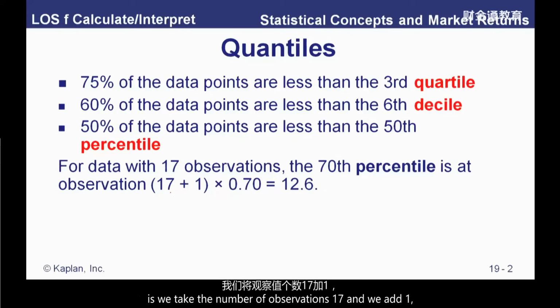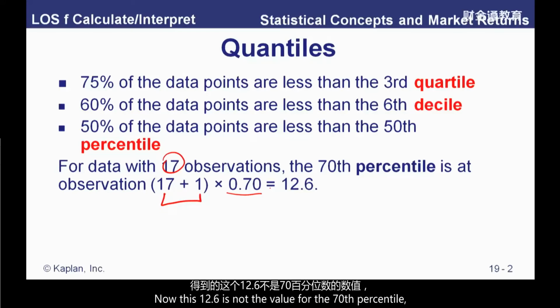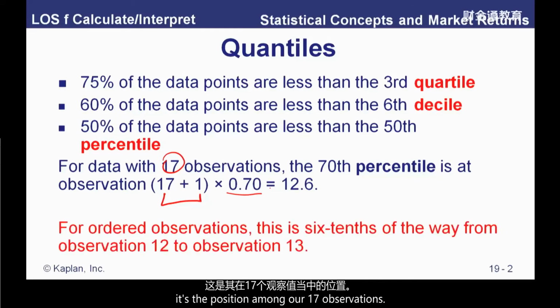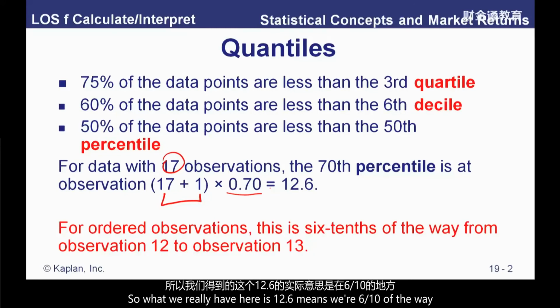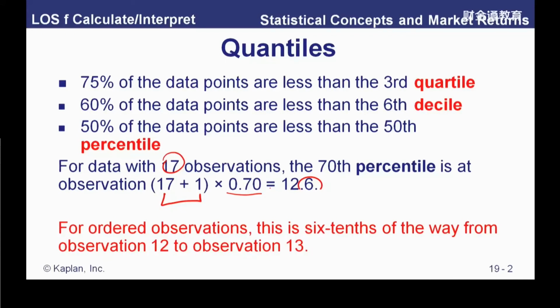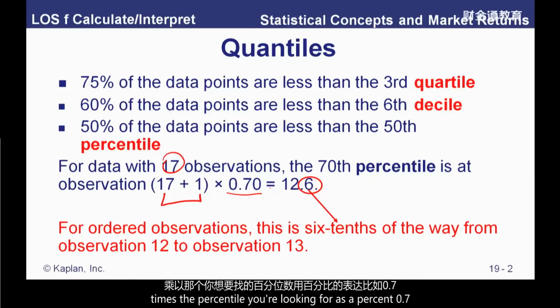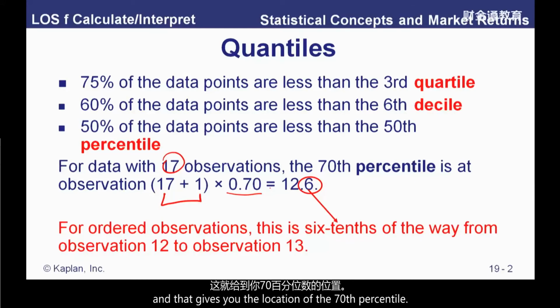And the way we do this is we take the number of observations, 17, and we add 1. And then we multiply times 0.7. Now, this 12.6 is not the value for the 70th percentile. It's the position among our 17 observations. So what we really have here is 12.6 means we're 6/10 of the way from the 12th observation to the 13th, when we put them in numerical order. So that's the 6/10 part. So remember, it's 1 plus n, 1 plus the number of observations, times the percentile you're looking for as a percent, 0.7, and that gives you the location of the 70th percentile.